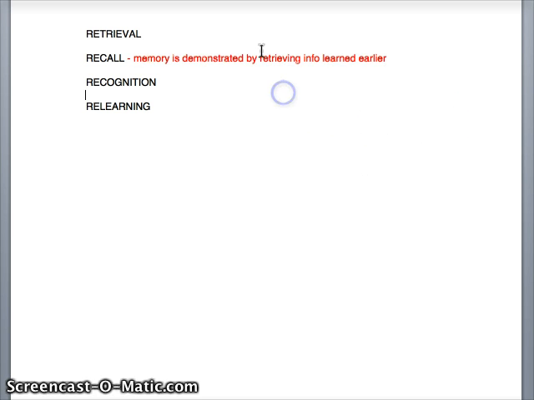Recall is when memory is demonstrated by retrieving information learned earlier, if you can recall facts. This is thinking of all possible correct answers and then choosing which one was actually stored in your memory. An example of a recall exam question would be a short answer essay or a fill in the blank with no word bank. You have to see if you can retrieve information that was learned earlier with little or no cues to help you. You just have to pull it out of your memory.